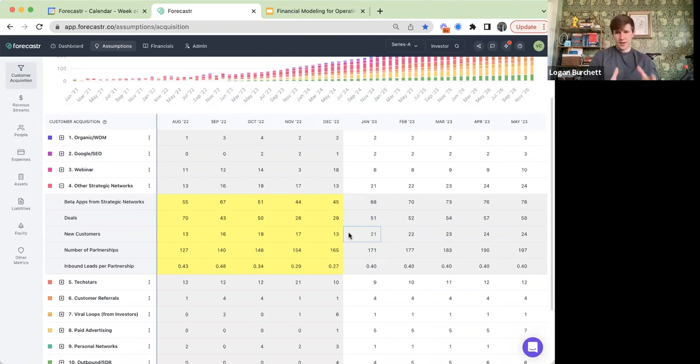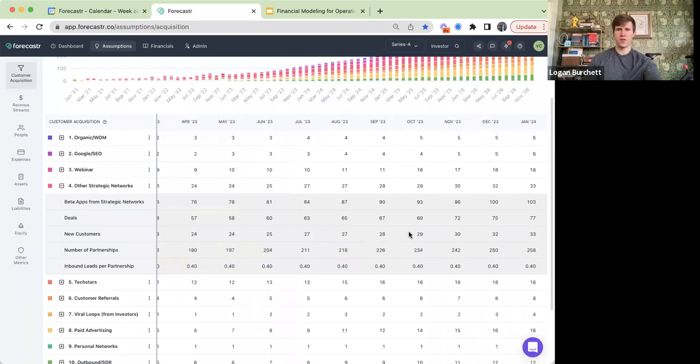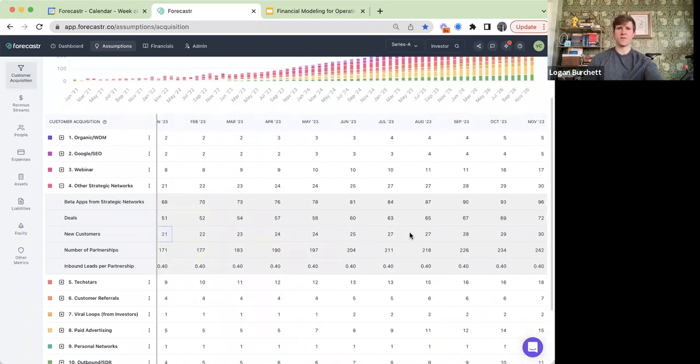So we can see at a very granular level not only what we want to hit in January, but how we plan on hitting that. And it scales throughout the entire model. If I want to see where we need to be at the end of 2023 to hit this forecast, we need to have 250 partnerships up and running, referring us customers, and we need to maintain this leads per partnership of 0.4. And we can track that.